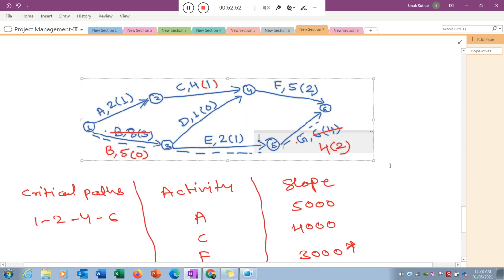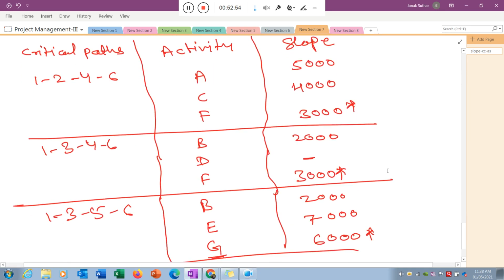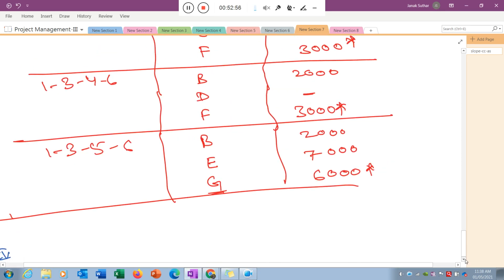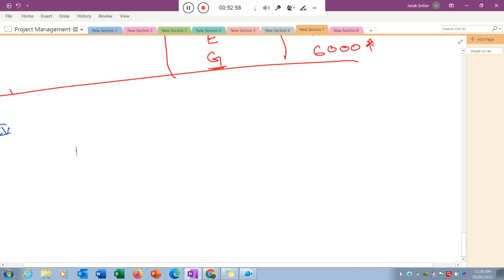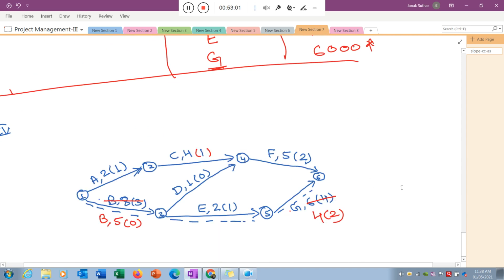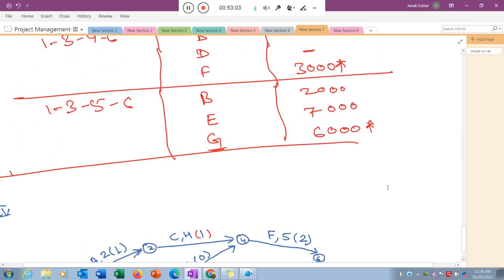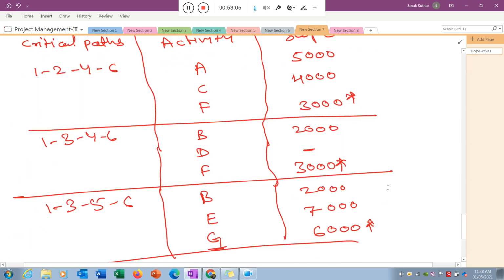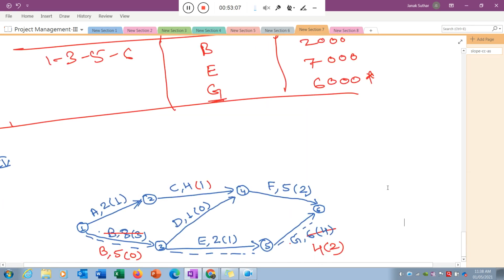Okay, so I just put all the things here and try to do according to the mention. Now if I talk about this path, 1 2 4 6, there I need to choose the activity F. How much can I reduce the activity F?